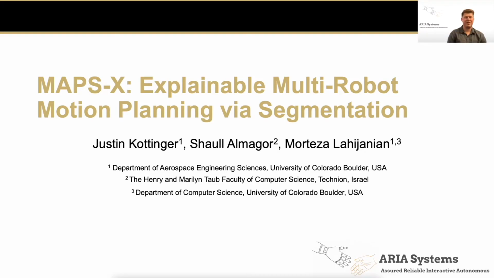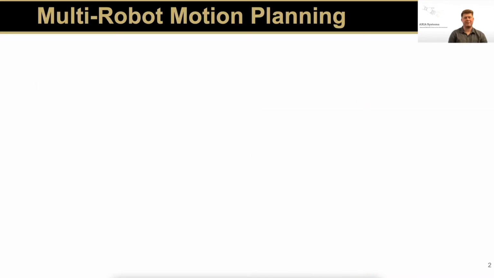Hi, everyone. My name is Justin Kottinger, and I'm a graduate researcher at the University of Colorado Boulder. This is a shared work with Dr. Almagor from Technion in Israel and Dr. Lahijanian, who is also at the University of Colorado Boulder. As the title suggests, we present a framework for enabling multi-robot motion planners to explain their solutions to a human user. Namely, I will present a meta algorithm that we call MAPS-X.